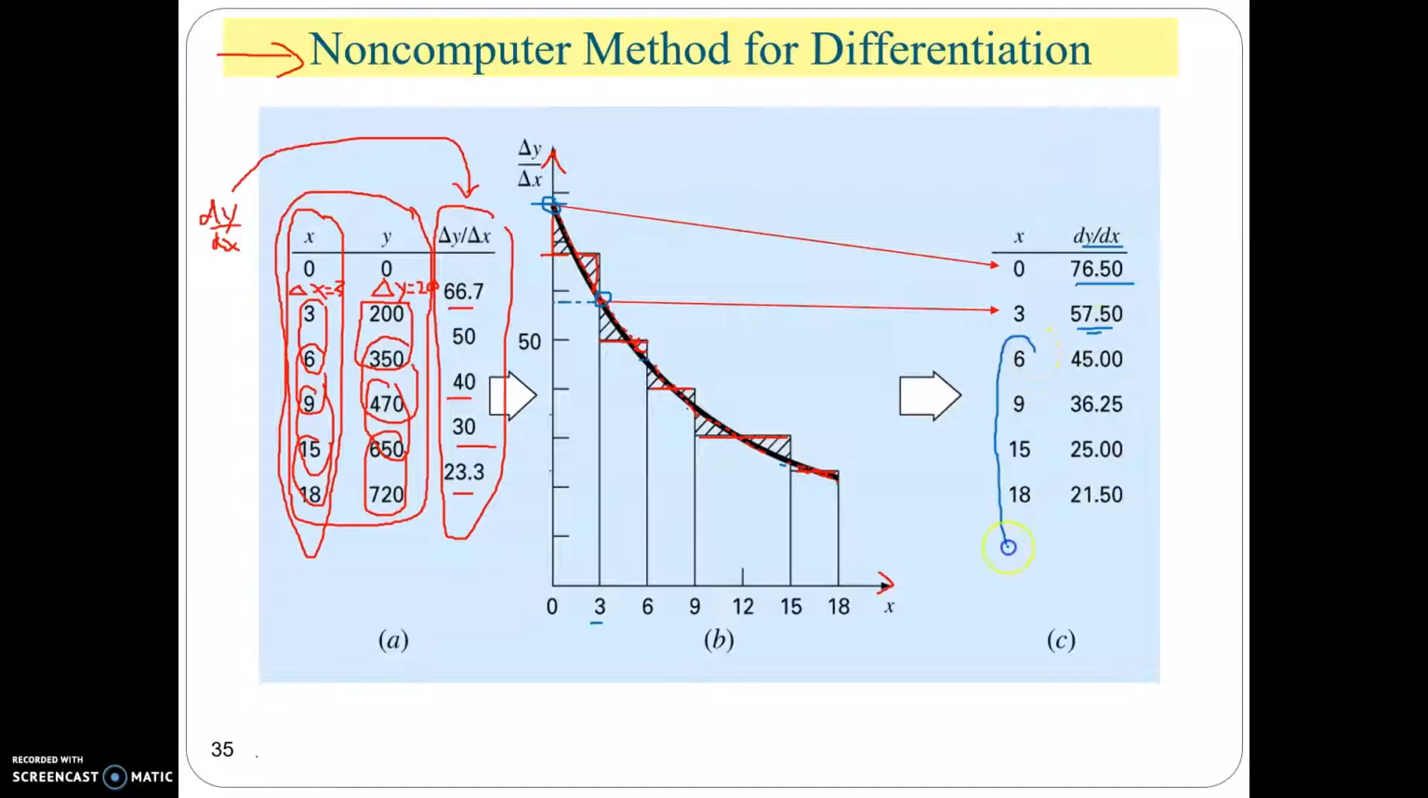Continue reading delta y over delta x for these 4 points. The next point will be here, the 4th point will be here, the 5th point will be here, and the last point will be here.